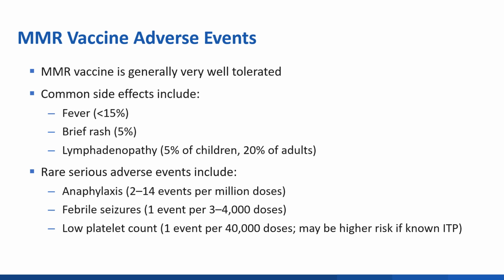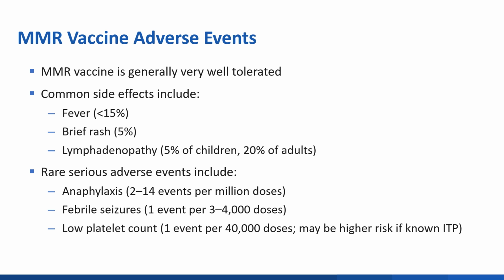Adverse events due to MMR vaccine are rare. As we discussed, MMR has a really excellent safety record. Common side effects include fever, which occurs in less than 15% of recipients, a brief rash, which occurs in less than 5% of recipients, and lymphadenopathy, which is more common in adult recipients than in children. Rare serious adverse events occur, but they are infrequent.